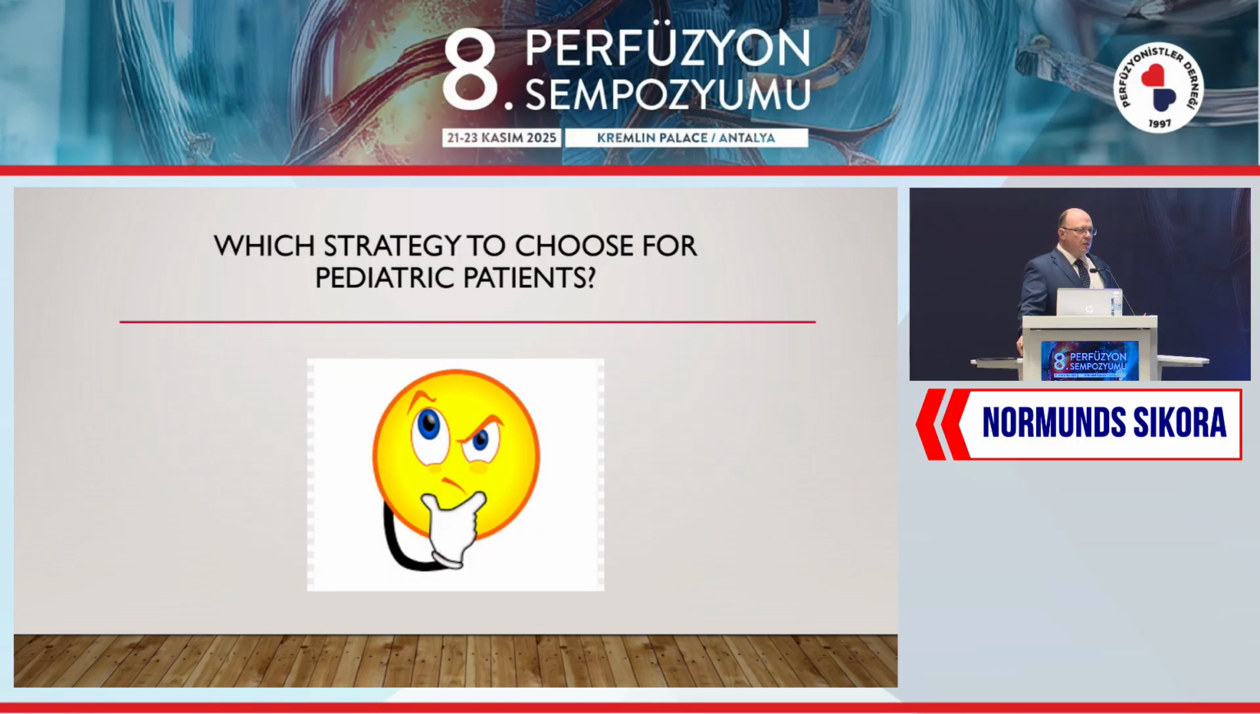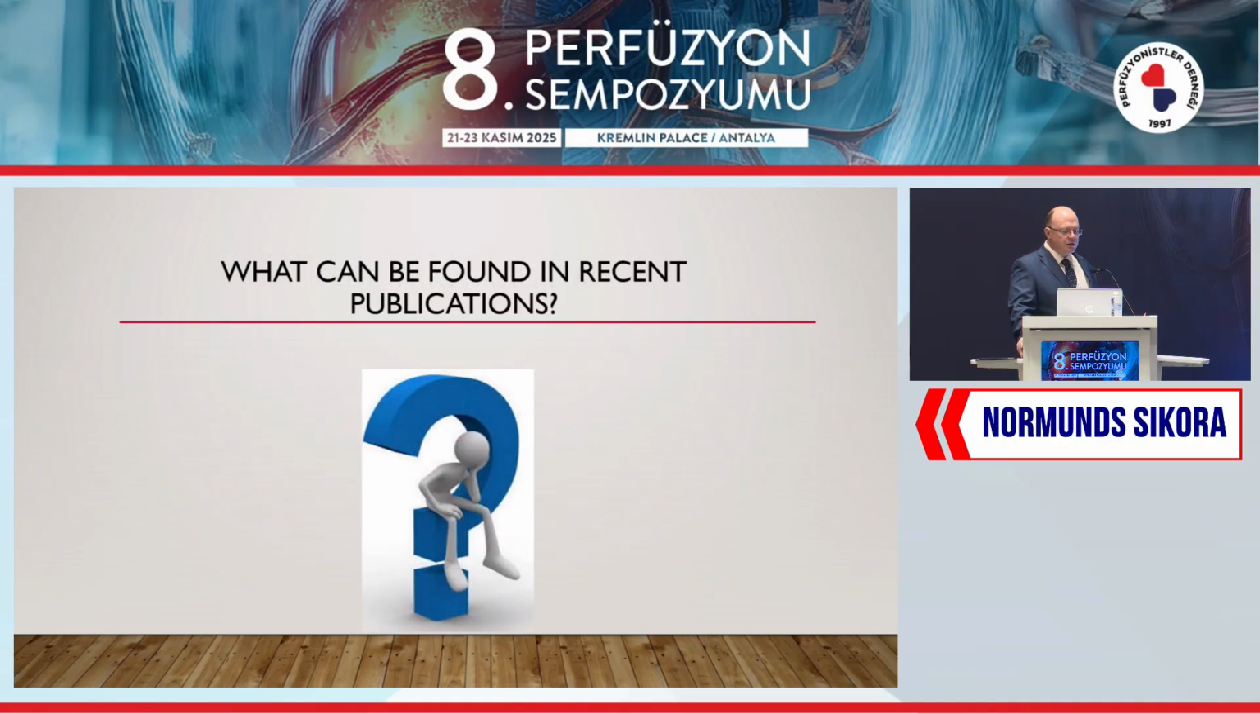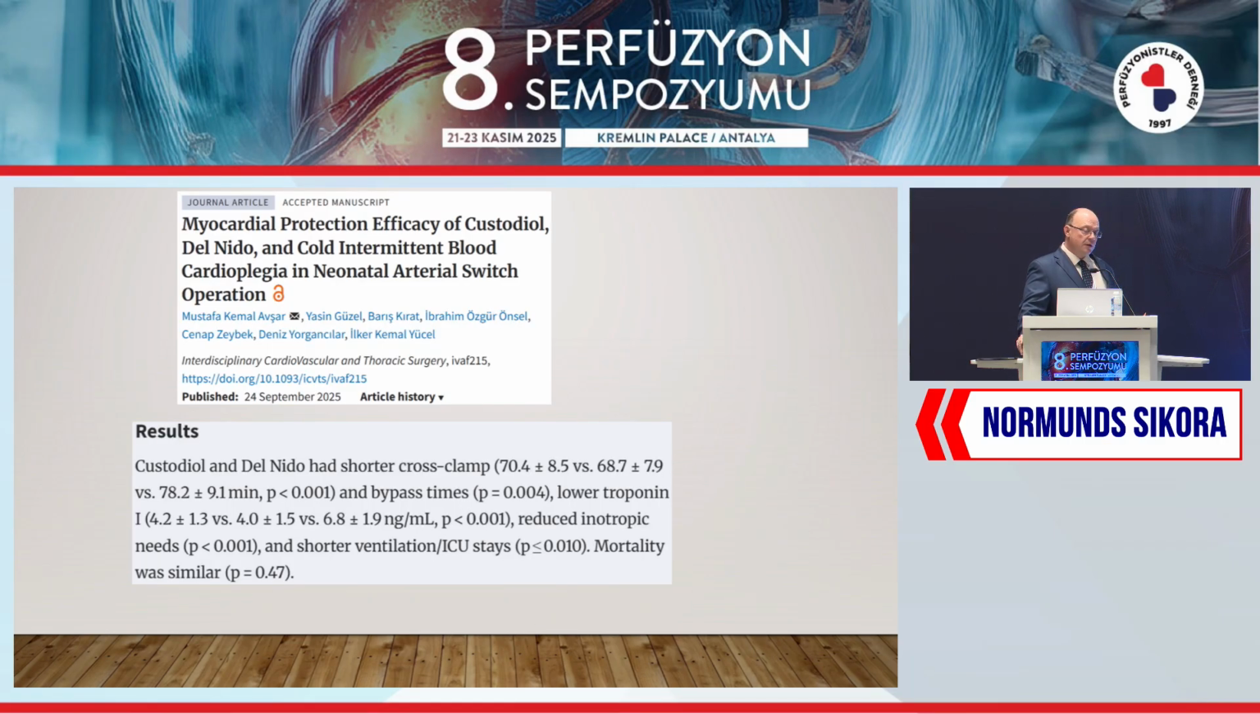So it's a very good question now, which of these strategies is the best for a child? And what can be seen in literature is actually not a lot, but the first research I want to show you comes from Turkey. This research compares all three strategies for children with TGA going through switch operation. And they conclude that custodiol and del Nido shortened cross-clamp time and bypass time, reduced inotropic need, and shortened ventilation. And mortality is the same in all groups.